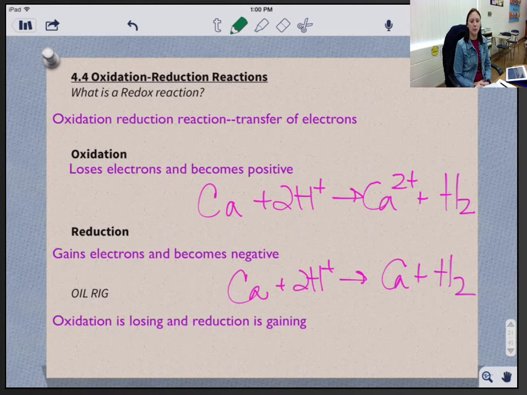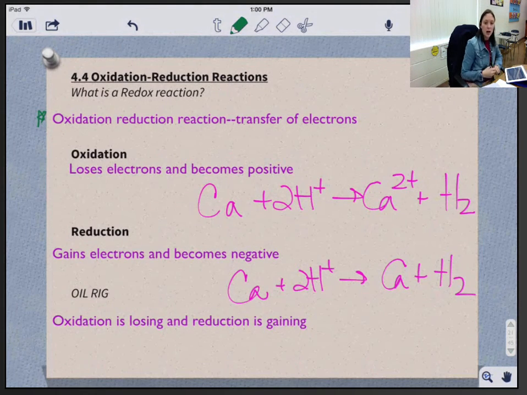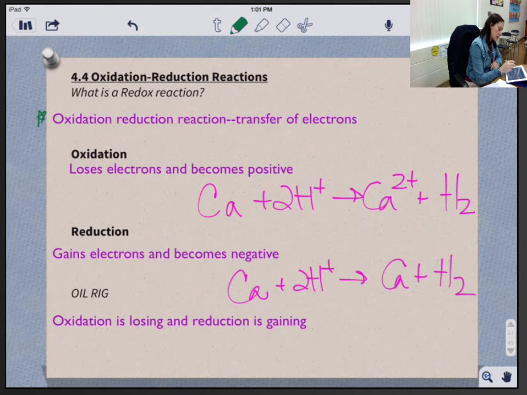Okay, we're going to look at 4.4, which is oxidation reduction reactions. And first thing you got to know is what is a redox reaction. Well, like it says right there in the purple, oxidation reduction reactions are redox reactions, and they are a transfer of electrons. So we're dealing with electrons moving from one spot to another spot. Okay, we're talking about oxidation. Oxidation is when you lose the electrons and become positive.